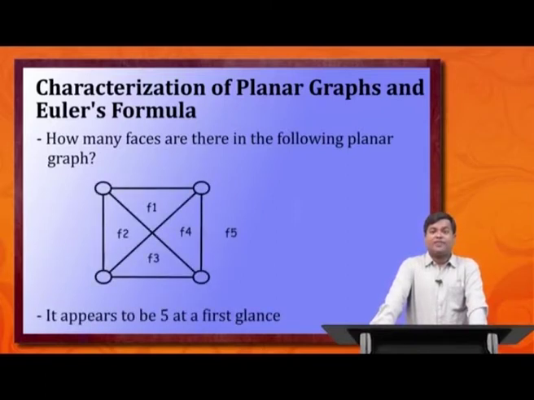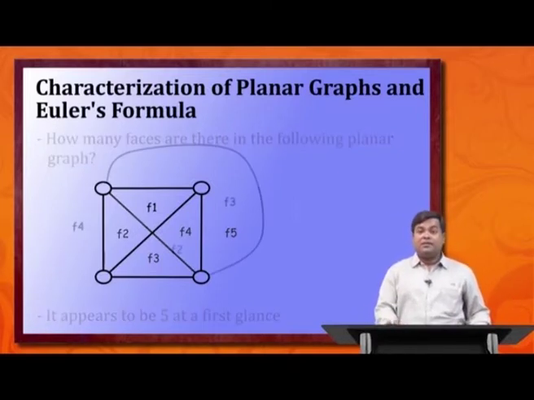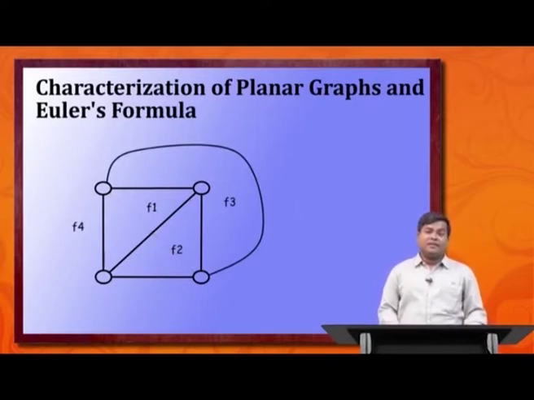It appears to be 5 at first glance: f1, f2, f3, f4 and f5. But if we redraw the graph in a different way, meaning if we create a plane graph from the previous graph and remove the edge crossings, then we will have only 4 regions, 4 faces: f1, f2, f3 and f4.